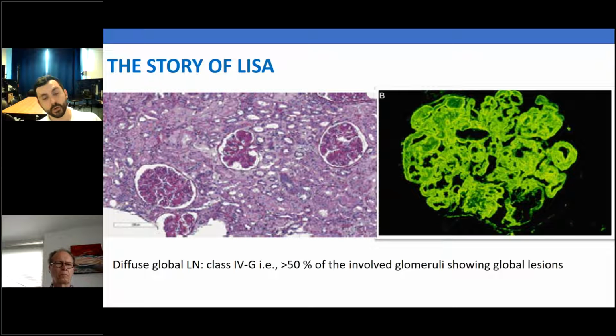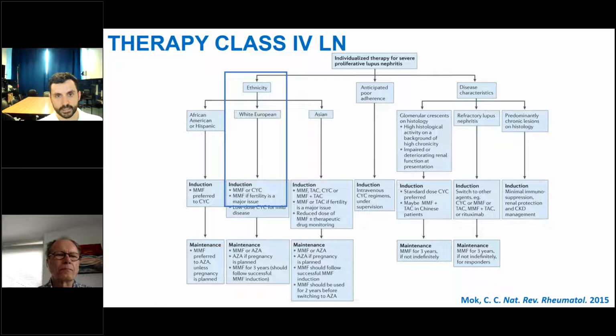So of course, we went through the kidney biopsy, and this is what we found. We found a diffuse class 4 global lupus nephritis with a full house immunofluorescence, and so far the case has nothing striking. So this is a very traditional, conventional case of lupus nephritis.